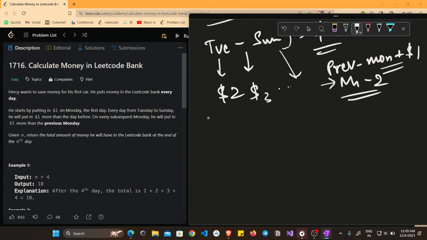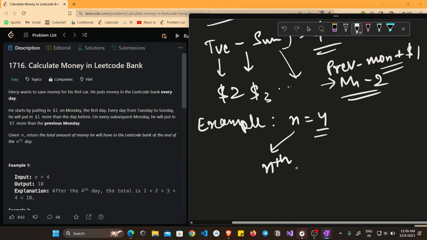Now we will be moving forward with the examples that they have given. We will try to understand those examples, form some intuition and some logic, and after that we will code it. The first example given to us is n equal to 4. So what is n? n is the number of days, and what we have to return is how much money this person has deposited into the bank by the nth day.